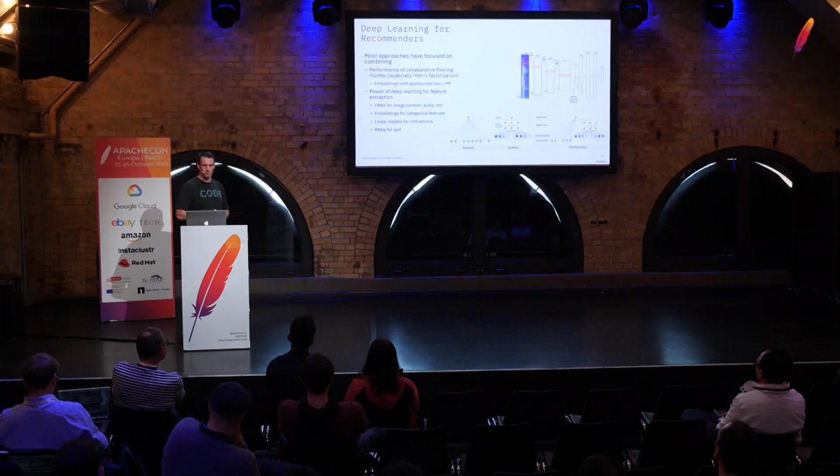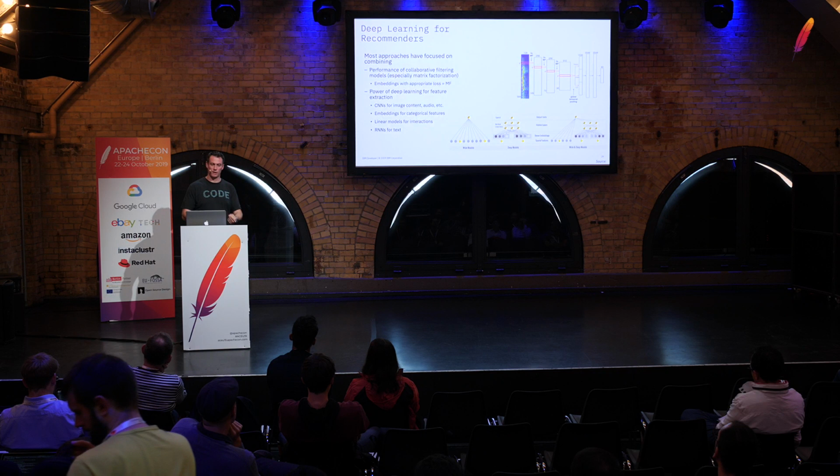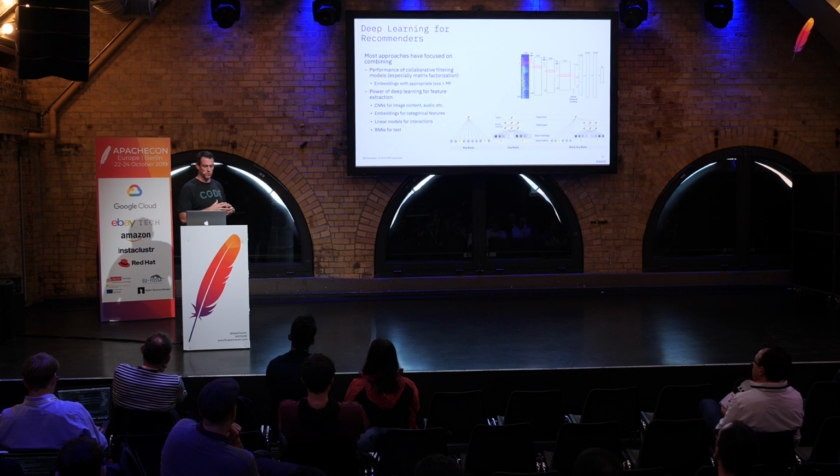And on the bottom we have a wide and deep model, which is trying to combine the power of linear models with deep learning. So most of the advances in deep learning applied to recommenders have been trying to use deep learning for what it's really good at, which is automatically extracting features from rich content, image, text, and then using those features in some sort of model.